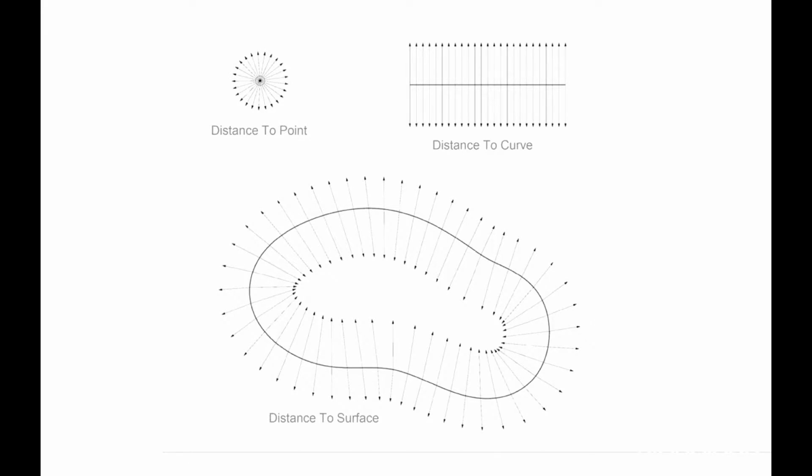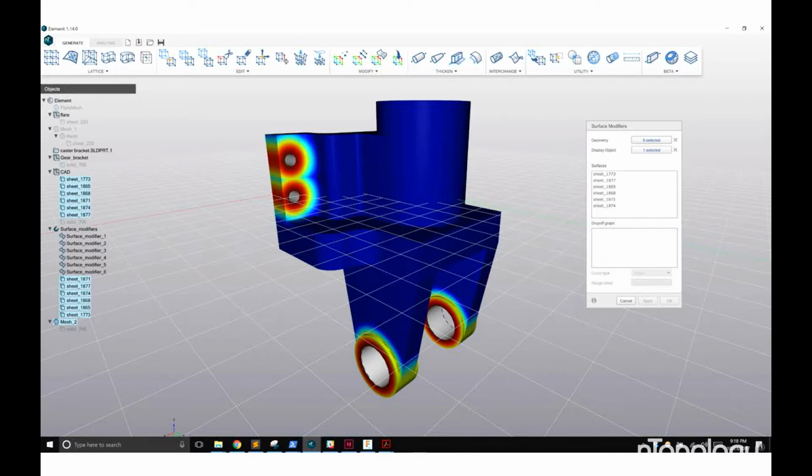What we use to drive these structures are modifiers. We can make a modifier with stress values, or we can make a modifier based on the distance to geometry: the distance to a point, a surface, a line, etc. This is a simple bracket, and you can see the effect of the modifier. If I want to make a structure that gets thicker around the mechanical connections, I can set up a modifier to say, okay, give me the distance from all of these mechanical connections.